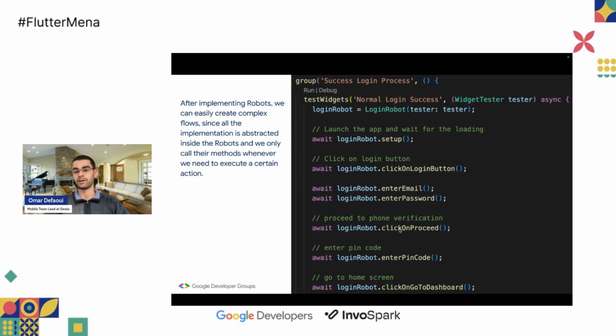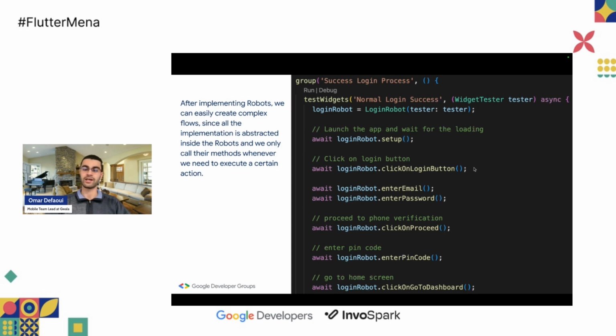And if for some reason we want to check what will happen if we don't enter a password, we just delete this line. We say click on login button, enter email, click on proceed, and then we will have an issue. And like this, we can do very complex scenarios using the same code, and having a code like this makes it much more readable and easier to maintain.